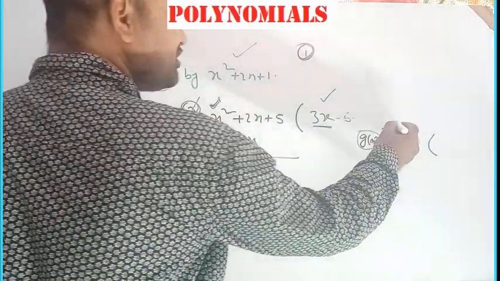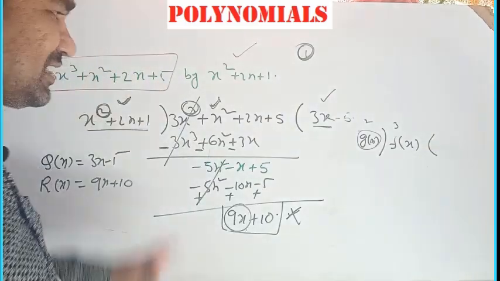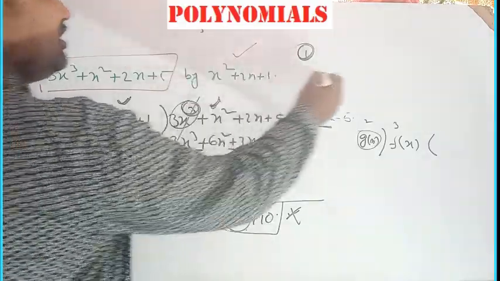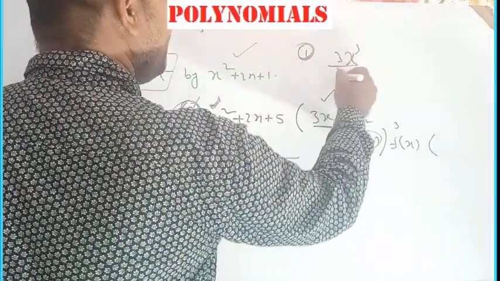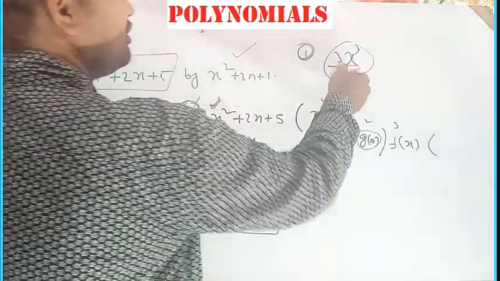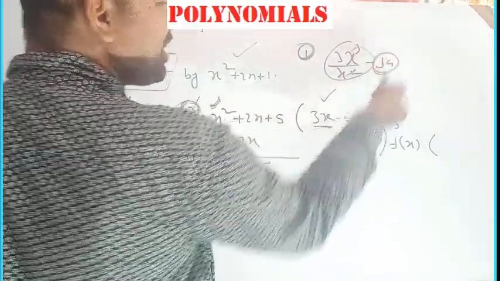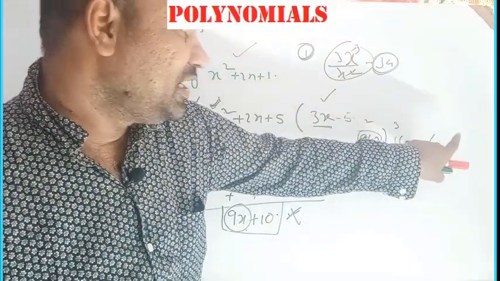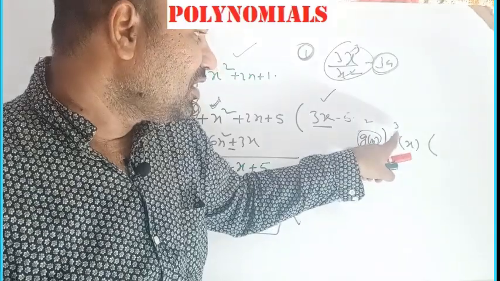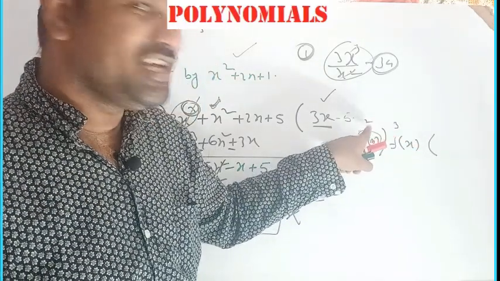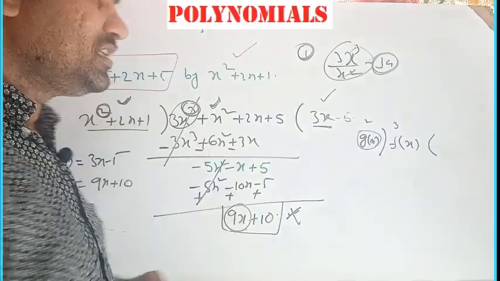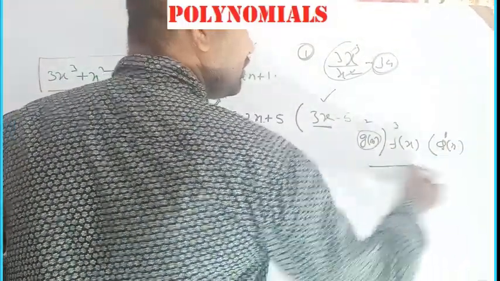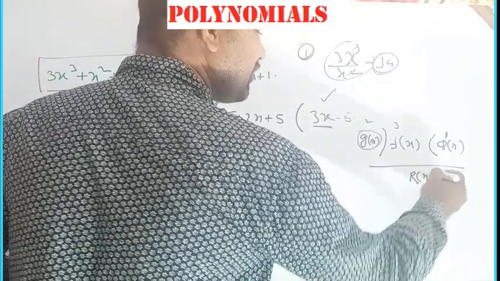So what happened here? This is third degree and this is second degree in this example problem. So 3x cube by x square gives the first term of the quotient. What did you get? 3x, a linear polynomial, first degree polynomial. The degree of the quotient is nothing but the degree of the dividend minus the degree of the divisor: 3 minus 2, that is first degree. Say q of x. Sometimes, somewhere we will get r of x, the remainder.